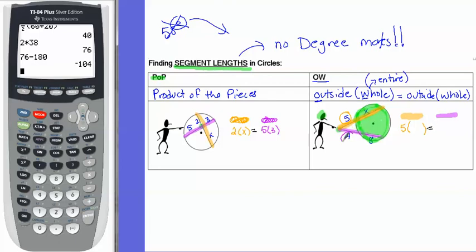The part outside the circle, because it's not in this big green blob, is 4. The entire thing is this whole thing right here. Well, the part outside is 4 and the part inside is 8. 4 plus 8 is 12. So the whole thing is 12.